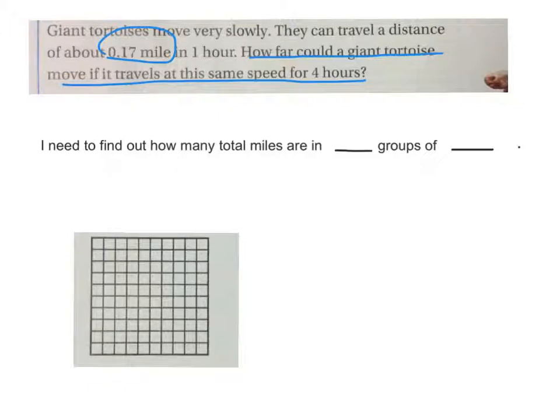Okay, each hour is 17/100ths of a mile. We're going to let the tortoise go for 4 hours. In order to solve this question, and you're going to write this sentence down in your notebook to take good notes, I need to find out how many total miles are in blank groups of blank. How would I fill in those blanks? Go ahead and write that sentence filling in the blanks in your notebook.